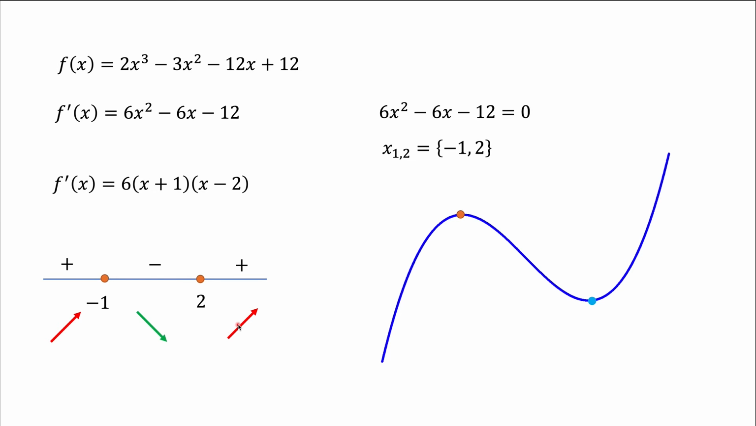We can calculate the coordinates of these 2 points. We know x, we can find y. One point has coordinates minus 1, 19. The other has 2, minus 8. So obviously, if you look at the vertical coordinate, the maximum has a positive vertical coordinate, the minimum has a negative one.